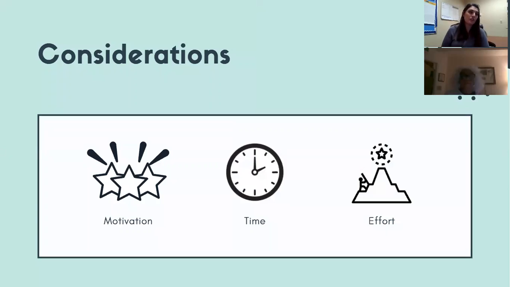There are a few factors that you do want to consider before you determine your exam grade goal. You'll need to consider these three things. Consider your own level of motivation. Consider how much time you have to commit to your goal. And also how much effort you are willing to put into that goal.